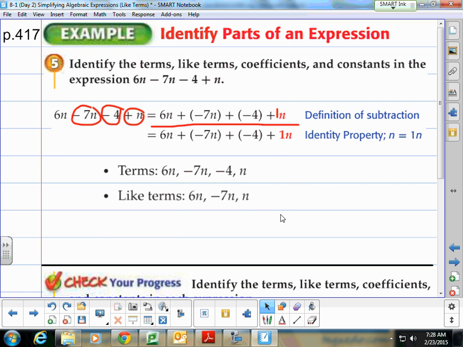They have the same variable. The coefficients, remember, that's the number in front of a variable. And so that is 6, just 6. You leave the n out because 6 is the coefficient. The term is 6n. So it's 6, -7, and that +1 in front of the n. Then the constant would be -4, the one without a variable.